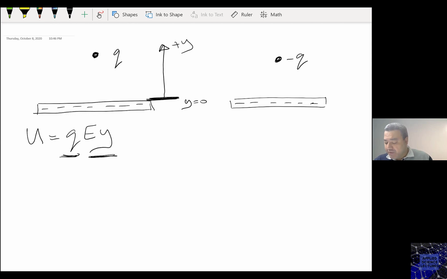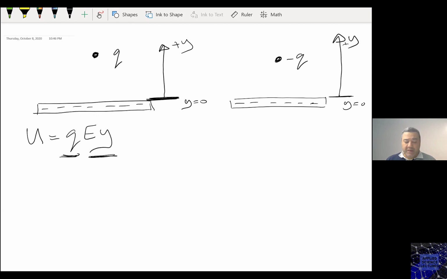So this will be my positive Y. Same thing here. If I have a negative plate, then my reference 0 is the level of the plate, and then the positive direction is pointing in the direction that I have the charge. So this is the positive Y.